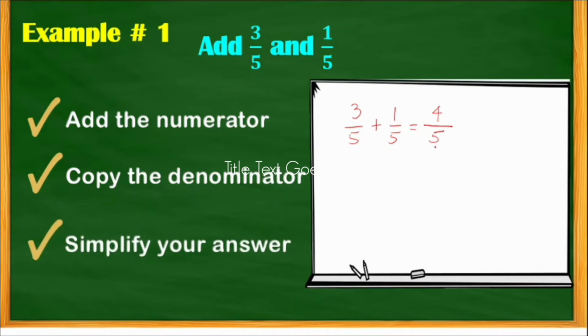We're going to simplify this one. To simplify, observe whether there is a common factor between 4 and 5. None. If none, this would be our answer. Okay, very good, Grade 4 pupils.